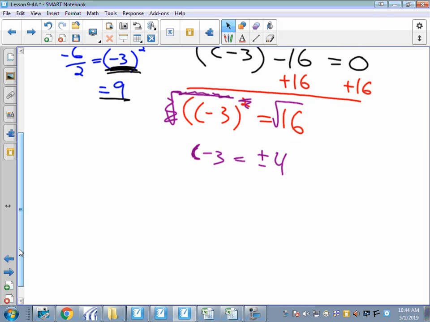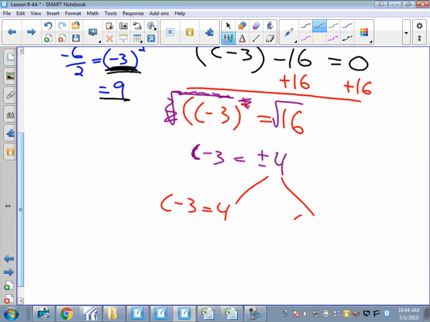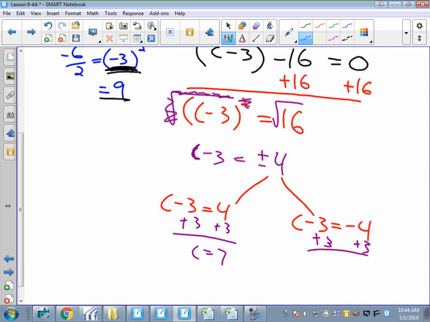So really, I have 2 problems here, because I got a positive 4 and a negative 4. So I'm going to have c minus 3 equals 4, and then over here I've got c minus 3 equals the negative 4. Now I'm just solving for c. So I add 3 to both sides, and c equals 7. And over here I add 3 to both sides, and I'd get c equals negative 1. And those would be my solutions.